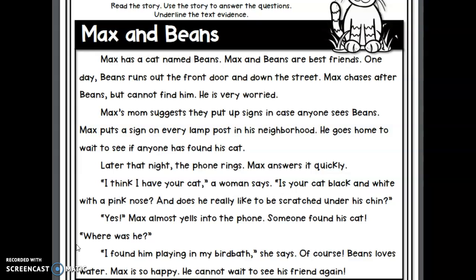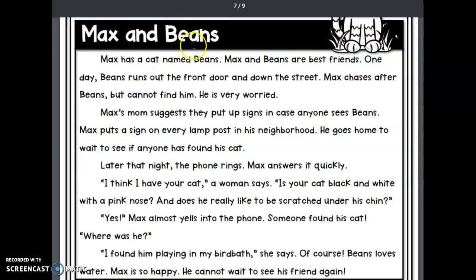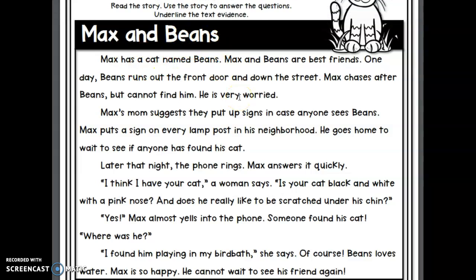What problem did Max run into in this story? His cat Beans ended up running away. He ran out the front door and ran away.